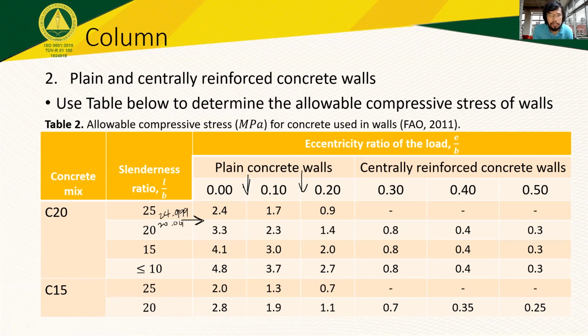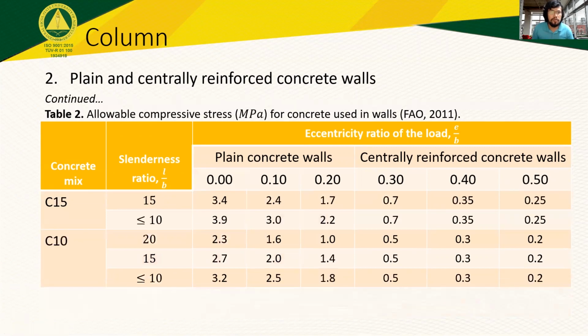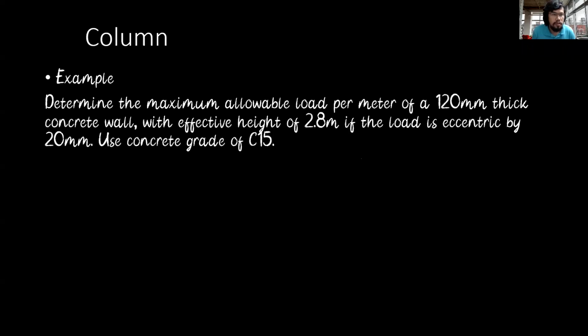Now, let's start to make use of this with an example. Determine the maximum allowable load per meter of a 120 millimeter thick concrete wall with effective height of 2.8 meters if the load is eccentric by 20 millimeters, and use a concrete grade of C15.